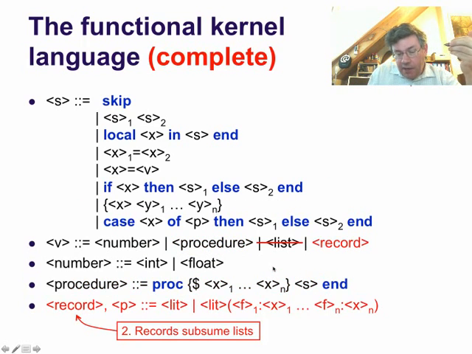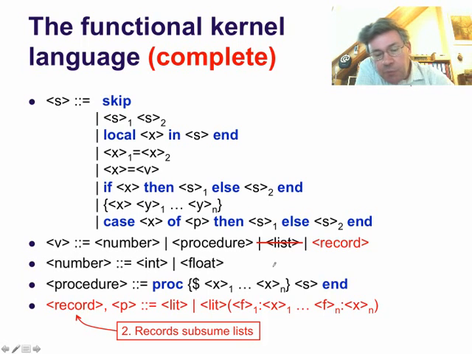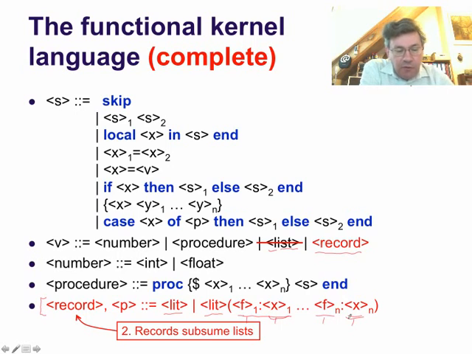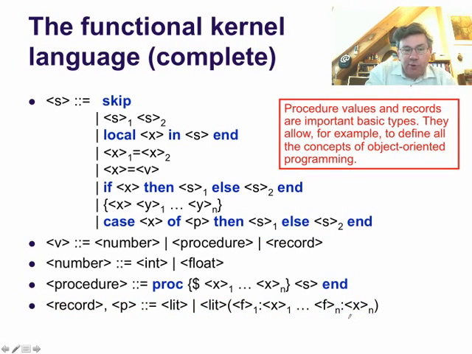The second step is the compound data types, the records. So far we have only seen lists. Well, we generalize that. So we remove the list type and we add a record type here. Records which subsume lists. So a record is either a literal, which is a kind of atom, or a literal followed by a set of fields, field names and field values. The field values can be any variables. So this is the record. And with this, we have the complete kernel language.